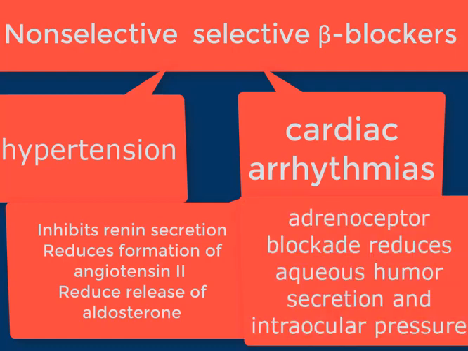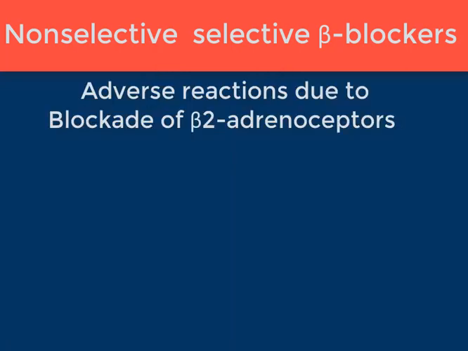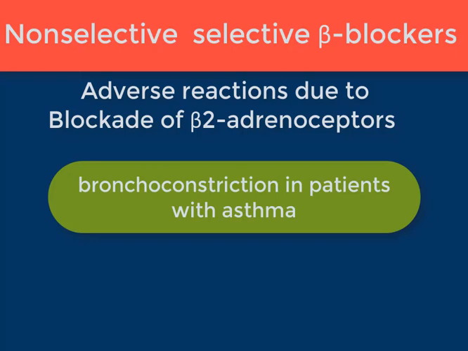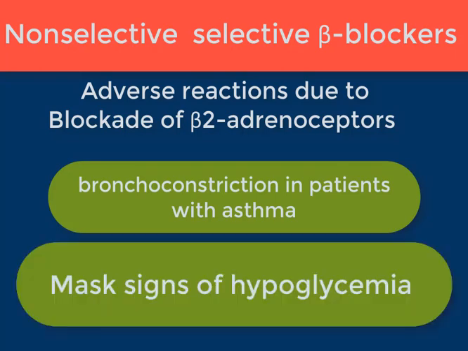In the eye, adrenoceptor blockade reduces aqueous humor secretion and intraocular pressure. Blockade of beta-2 adrenoceptors produces several effects that can lead to adverse reactions in some patients receiving beta blockers, such as patients with asthma or diabetes. In the lungs, antagonism of beta-2 adrenoceptors can cause bronchoconstriction in patients with asthma. In the liver, beta-2 adrenoceptor blockade inhibits epinephrine-stimulated glycogenolysis and can thereby reduce hepatic glucose output during hypoglycemia resulting from excessive insulin administration. The beta blockers can also mask some of the early signs of hypoglycemia, e.g., tachycardia and sweating, which would otherwise alert a diabetic patient to this problem.